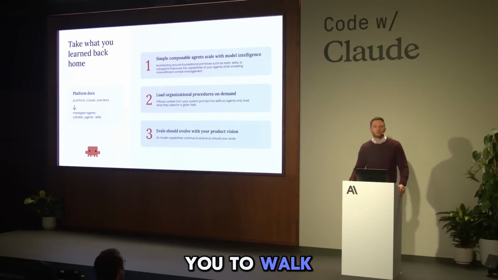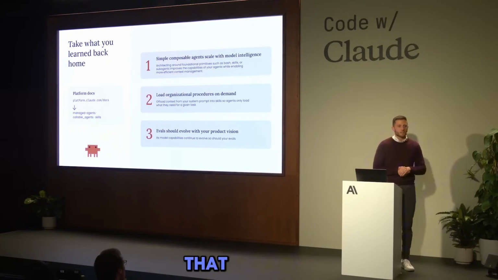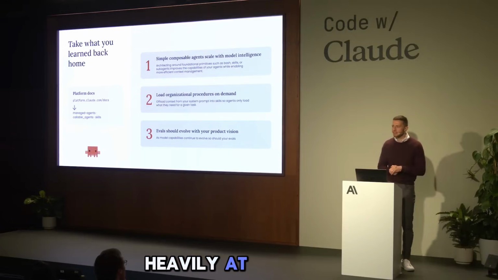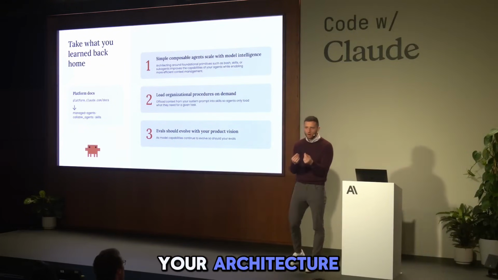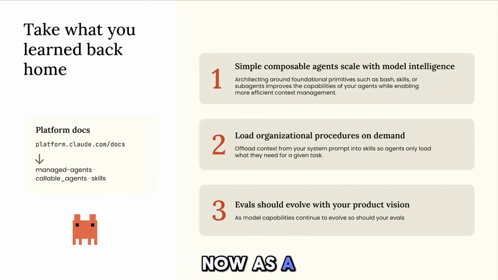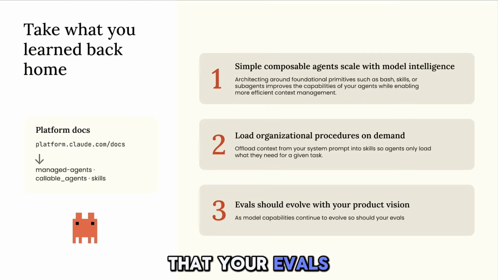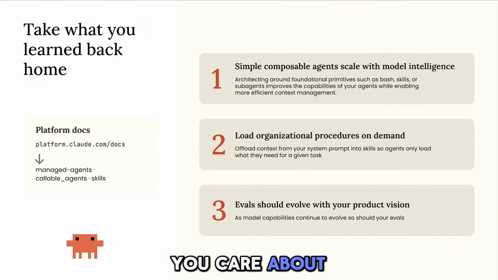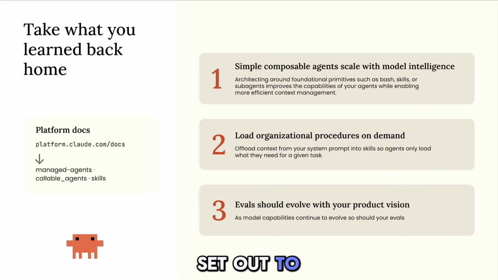The last thing I want you to walk away with is evals. This idea of hill climbing is a concept that we lean on really heavily at Anthropic. You have evals, you establish a baseline, you then tweak your architecture and rerun evals, and you get better over time. As a result, it's important to make sure that your evals are updated as your product capability expands. Always make sure that your evals encompass the things that you care about and are measuring within your agent, so that you can make sure your agent is accomplishing the thing that you set out to accomplish.